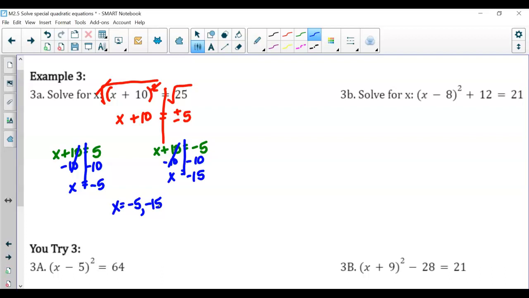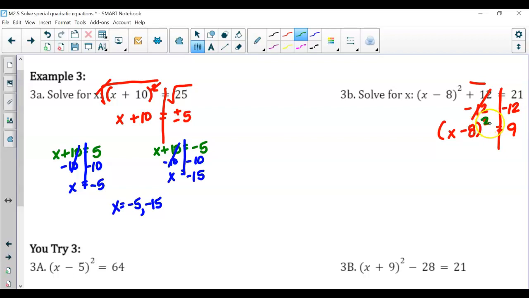So now here 3b. See how we're all grouped together, so I can't get rid of that minus 8 just yet. But notice what's on the outside, the plus 12 here, see? So first we've got to get this by itself. So if we're adding 12, do the opposite, subtract 12 from both sides. Now I'm going to bring down x minus 8 to the second power, which is equal to 21 minus 12, which is 9.